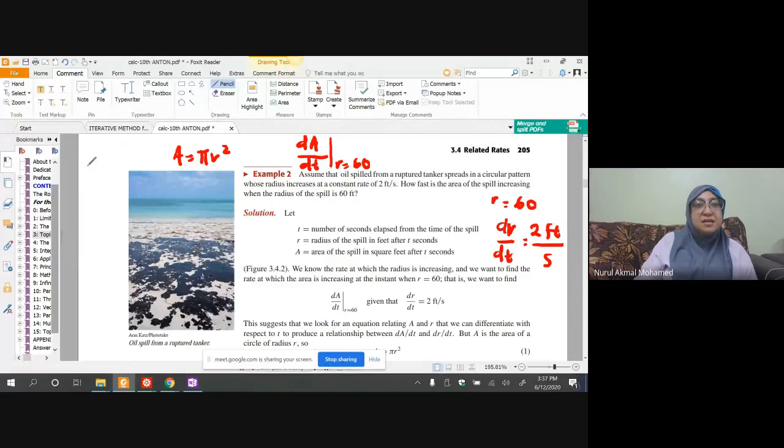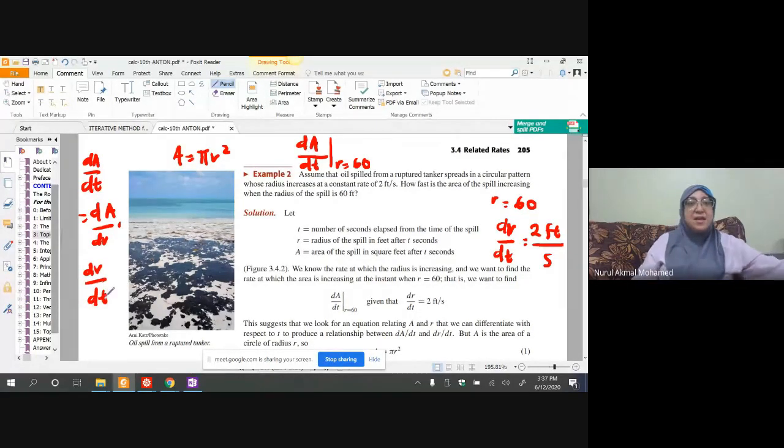And dA/dt is equal to dA/dr multiplied with dr/dt. So you differentiate A with respect to R, you get 2 pi R. And then dr/dt is given, which is 2 feet per second. Okay, so you multiply with 2.